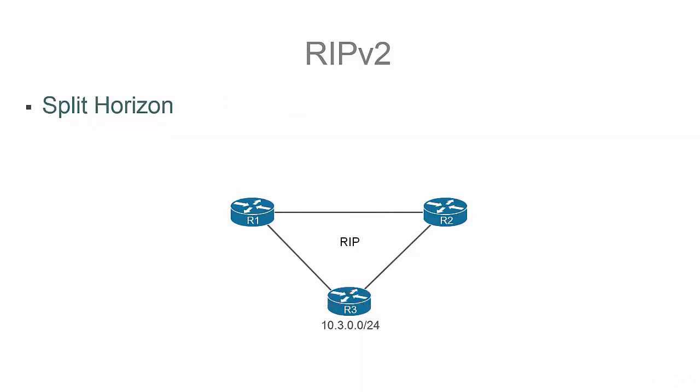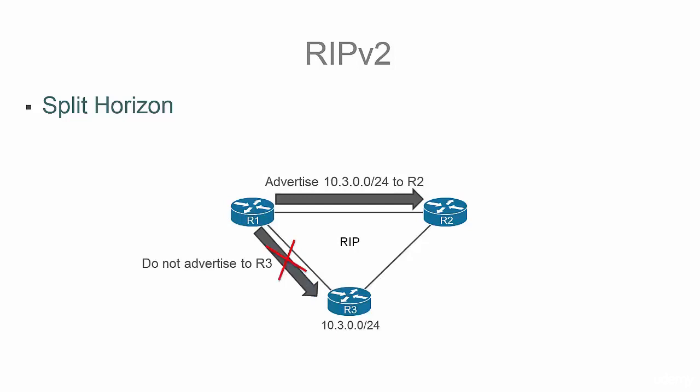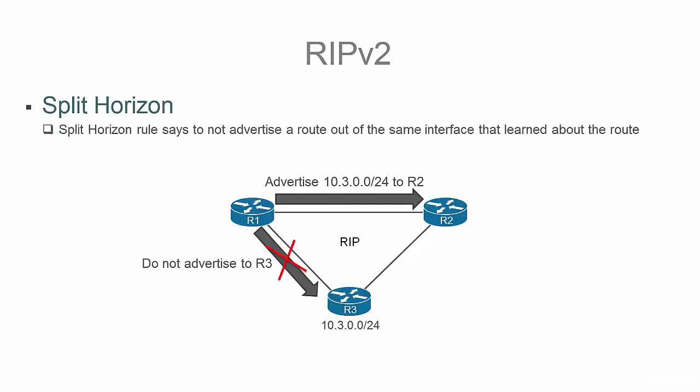Let's take a look at an example of how split horizon works. Let's say that R3 advertised its connected 10.3.0.0 network to R1. With RIP, R1 would take that route advertisement and advertise it over to R2, but it would not advertise it back to R3 because of split horizon. Split horizon rule says to not advertise a route out of the same interface that learned about the route. So since we learned about the 10.3.0.0 route on the interface that's connected to R3, we would not advertise that route back out to R3.